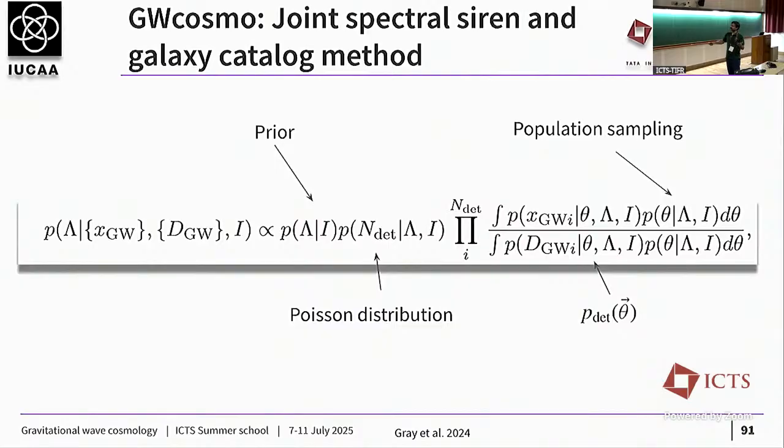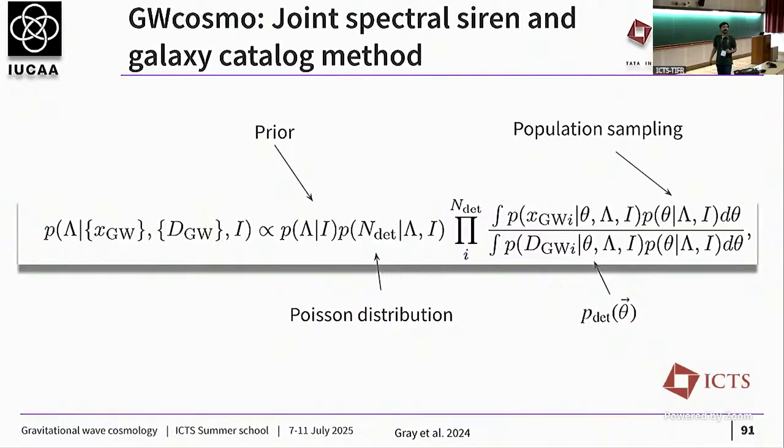So let's look at it again. What was the posterior distribution that we had written? Now there is some change of notation. This is slightly different papers, but I will again tell you what it is. So x_GW is the strain data, so the gravitational wave data that you get. This tells you whether a gravitational wave event is detected or not.